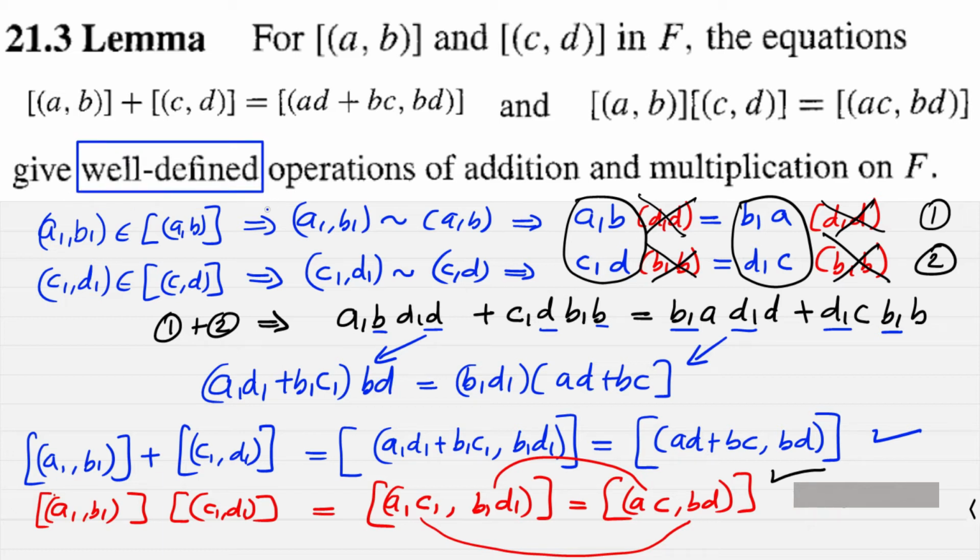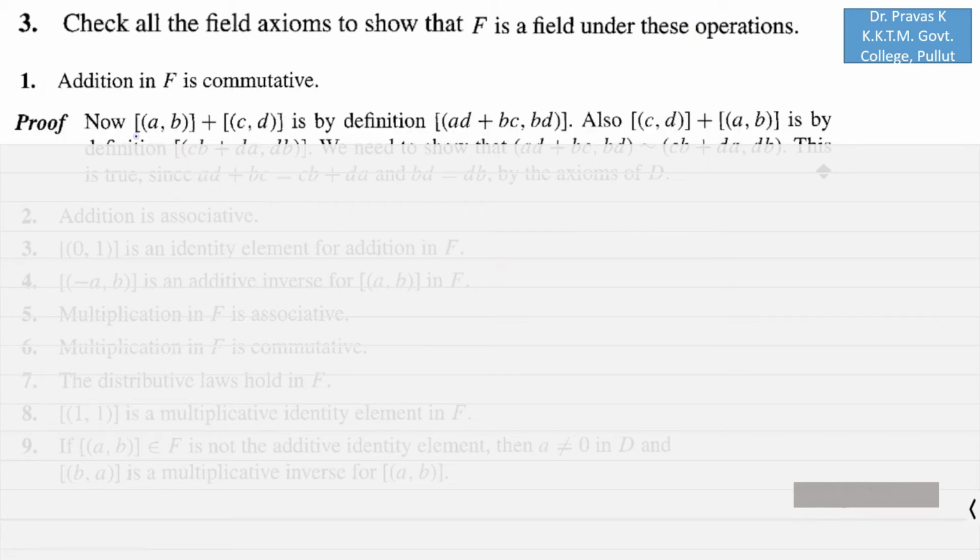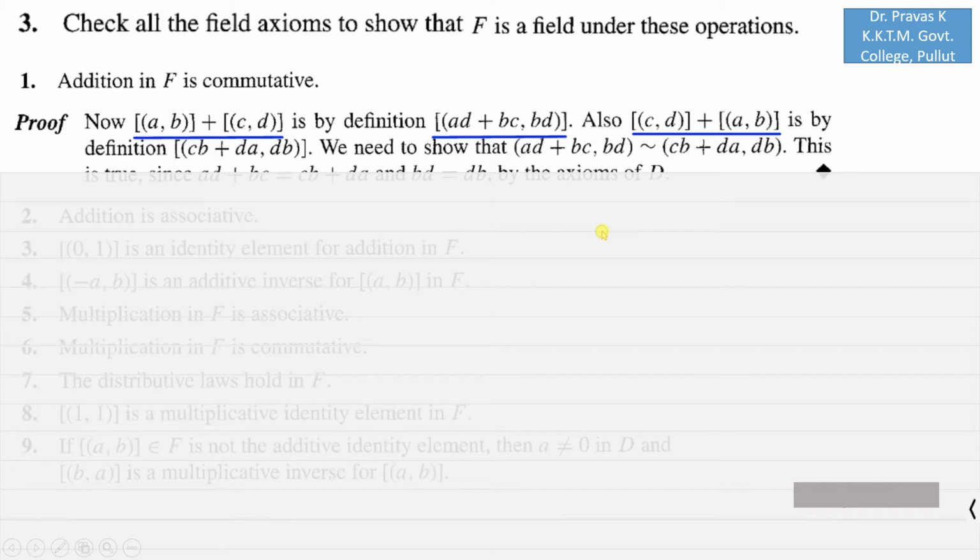Next, we will prove that under these well defined binary operations, capital F is a field. So we need to prove all the field axioms. For the first one, let us prove that capital F is commutative under this addition operation. For that, you need to start with the sum of the equivalence class of (A, B) and (C, D) and the sum of the equivalence class of (C, D) and (A, B). You need to show that the equivalence class of (AD + BC, BD) is the same as the equivalence class of (CB + DA, DB).